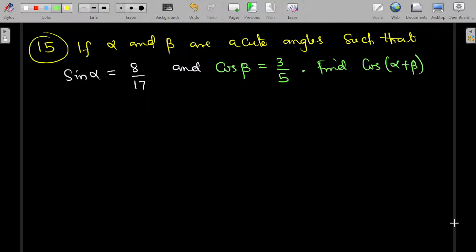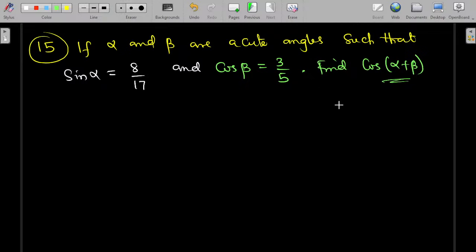This is a technical question, I must say. Alright, so it says we should find the cos of alpha plus beta. This is important. They just gave you sine of alpha, they didn't give you sine of beta. And they gave you cos of beta, they didn't give you cos of alpha. And they know that you will need it.